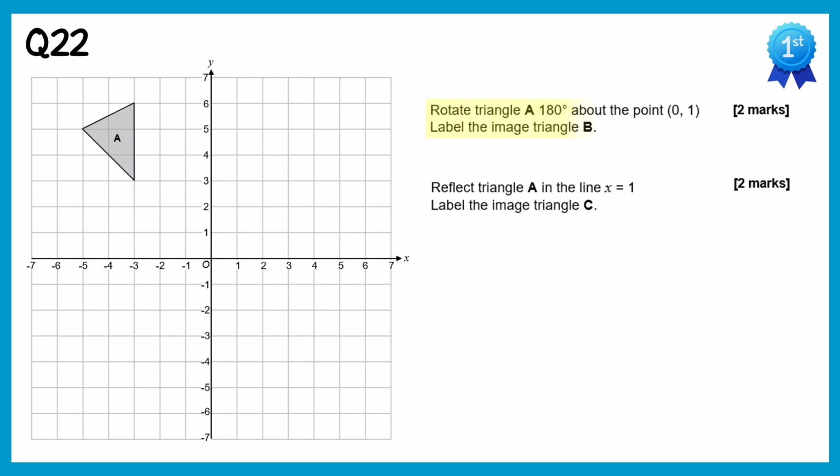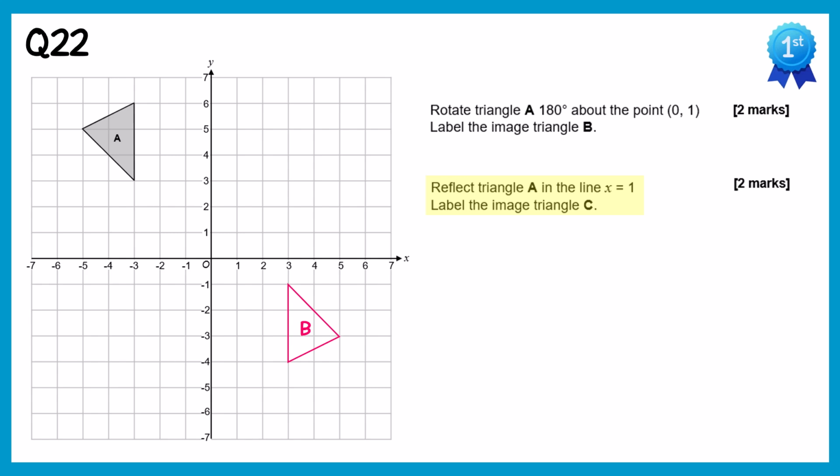In this question, we need to rotate triangle A 180 degrees about the point 0,1. To do this, I would recommend you use tracing paper. Trace around the shape A and mark on that point 0,1. Then place your pen or pencil onto the point 0,1 and turn the tracing paper 180 degrees, which is half a turn. Then where this shape finishes up is where we need to draw it, so this must be where we draw the triangle B.